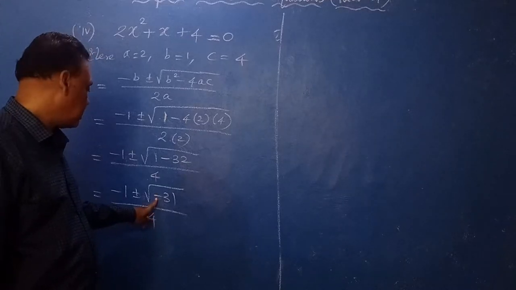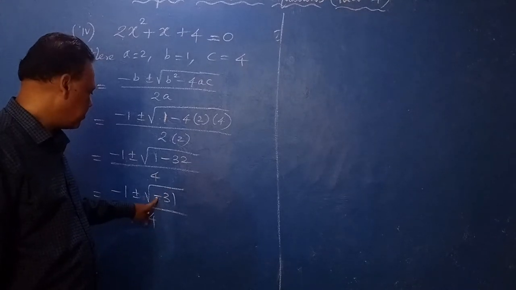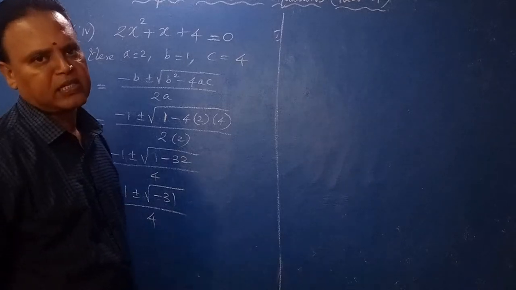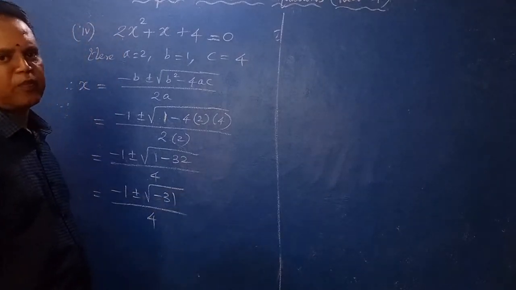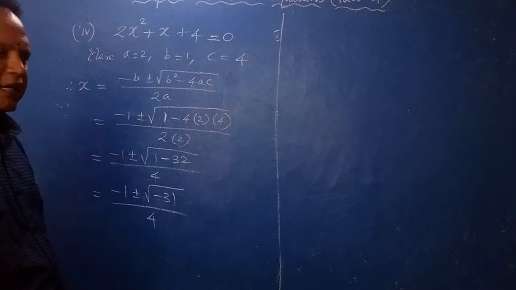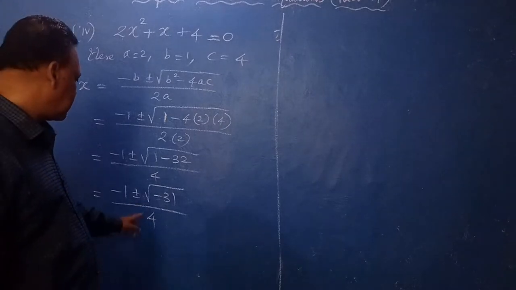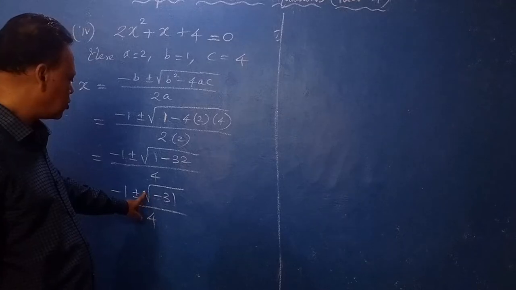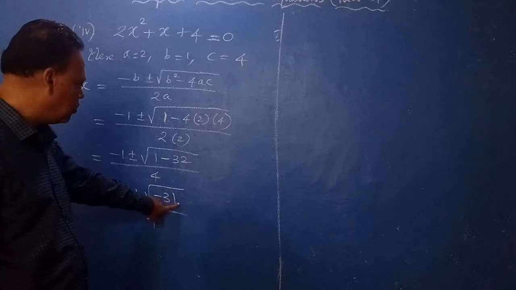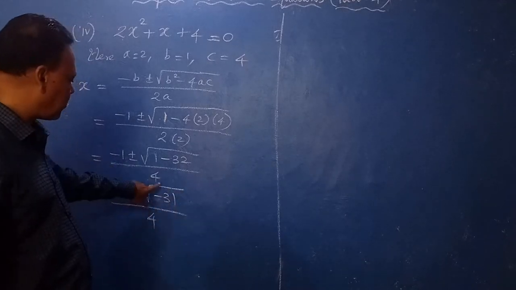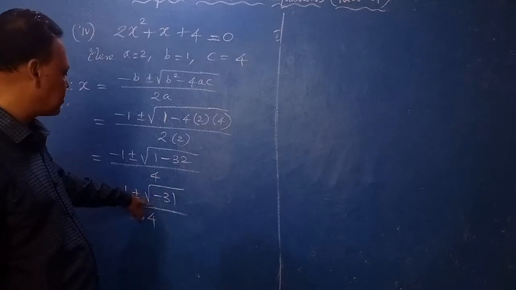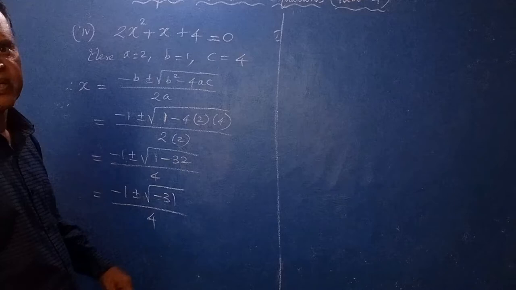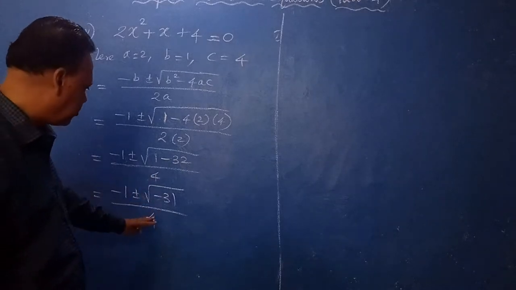That is a complex number. Those are imaginary roots. The roots are imaginary roots. That is, you will get complex numbers. You will study complex numbers in higher classes. This can be written as square root of minus 1 into square root of 31. Root over minus 1 is i. You have to represent root over minus 1 as i. That is an imaginary number. Clear?